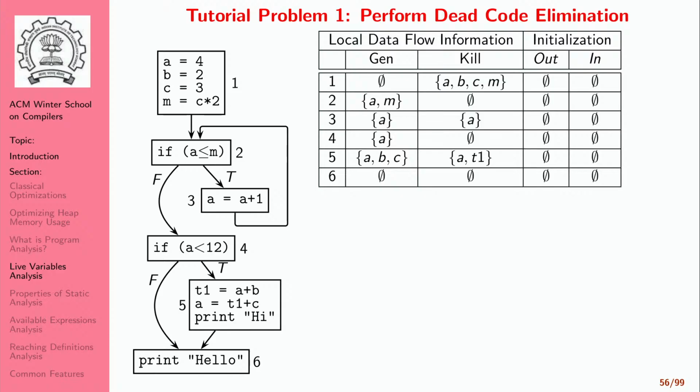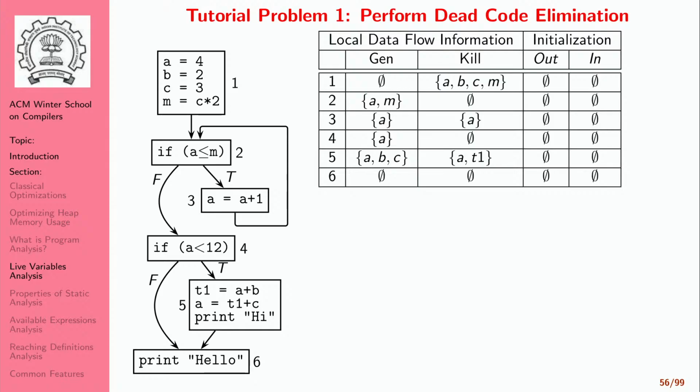Why is T1 in kill of 5? Because it is being defined. Why is T1 not in gen of 5? Because although it is being read, this read is preceded by a write, whereas there is a read of C which is not preceded by a write of C.